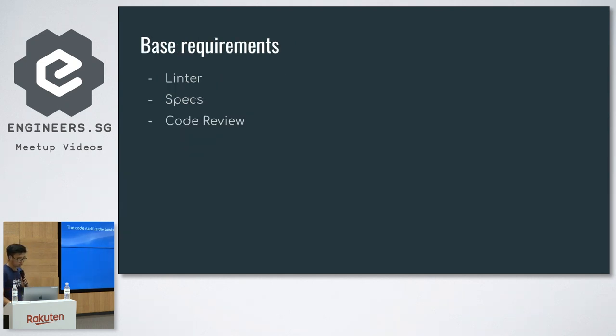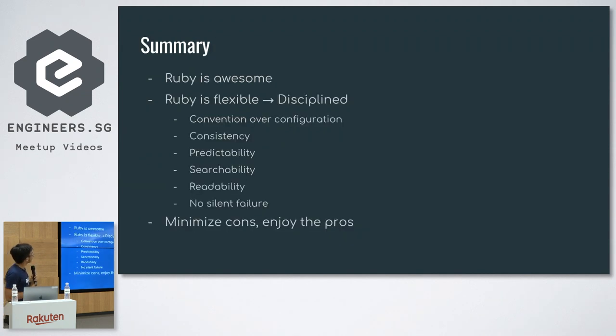Okay, this is what everyone wants. All the things I have discussed so far are based on these base requirements, where you assume linters are there, specs are there, and code review is there. This is what I assume every good code base and organization will have. Okay, so that's the summary.